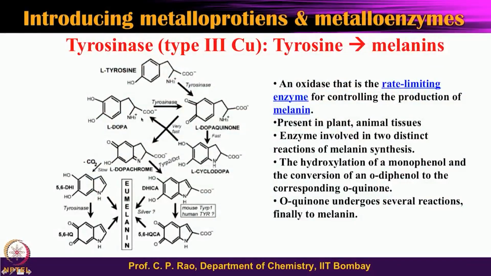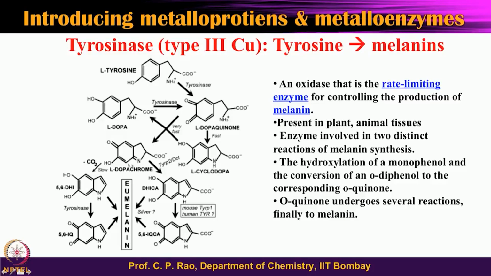So how does this melanin happen? It is basically tyrosine with a type 3 copper center. Type 3 copper center is oxidative. You see that, yeah. Dopamine is converted to this particular thing with this enzyme called tyrosinase. So the enzyme is referred to as tyrosinase, and it has a type 3 copper center. So this will oxidize this, and further slowly it will convert into these two.